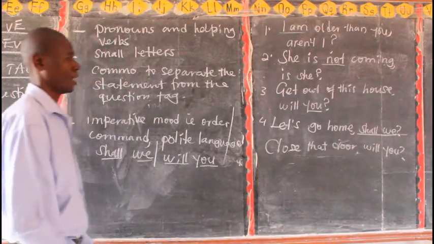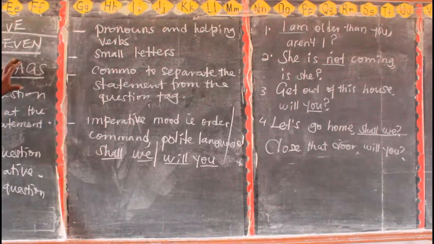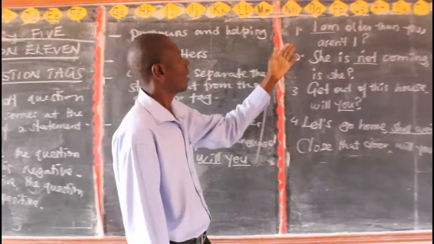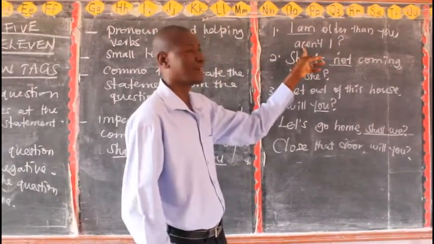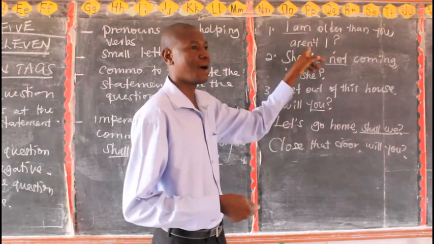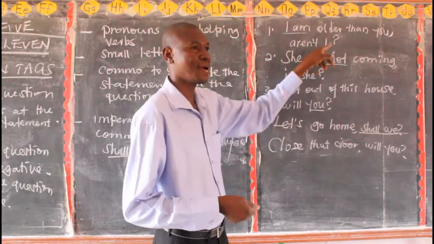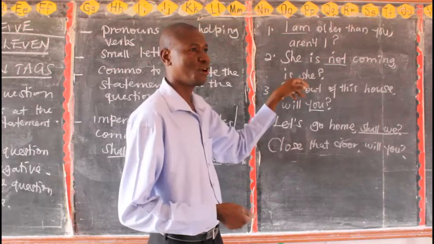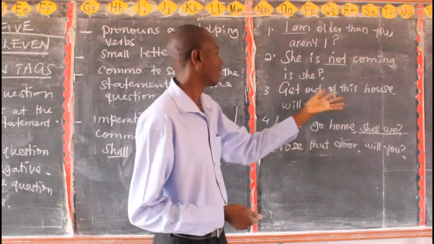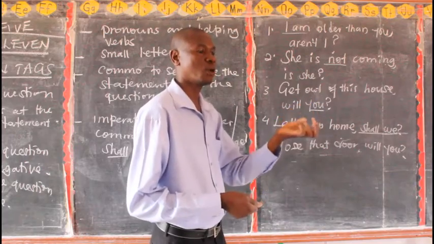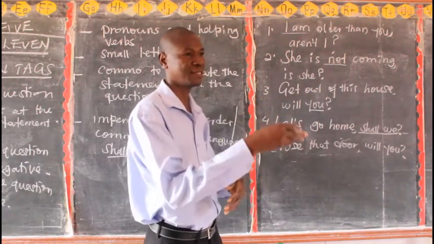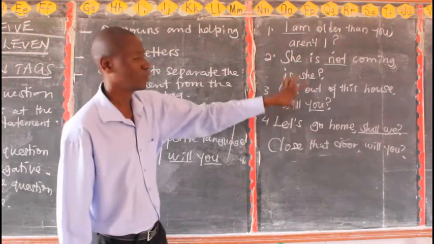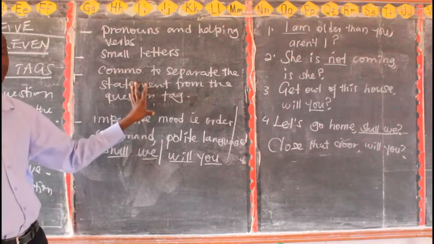At the beginning, I said that in question tags, we expect the answer either yes or no. So when I say, "I'm older than you, aren't I?" you can say either "No, you are not" or "Yes, you are." "She is not coming, is she?" "Yes, she is." "No, she isn't." "Get out of this house, will you?" "Yes, I will," or "No, I won't." So that is why I say that the answer can be either yes or no. That is all about the use of question tags.